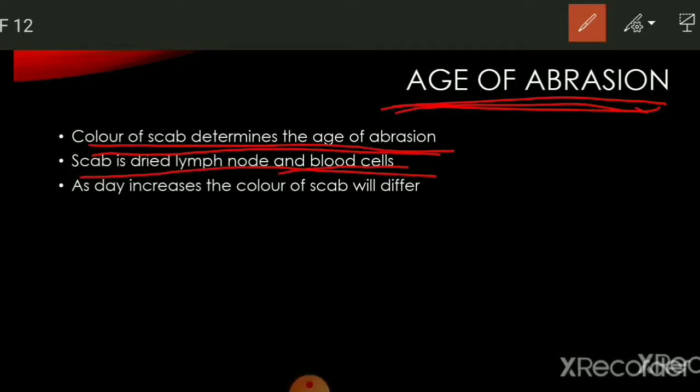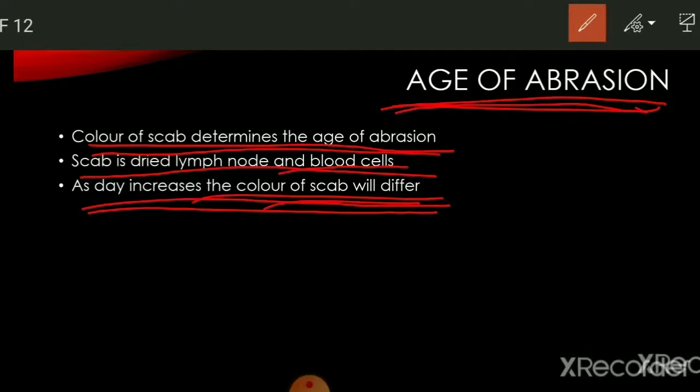So a scab is dried lymph plus blood cells. As the days increase, the color of the scab will differ, and the color of the scab will determine the age of abrasion. So the age of abrasion will be determined mainly by the color of the scab.